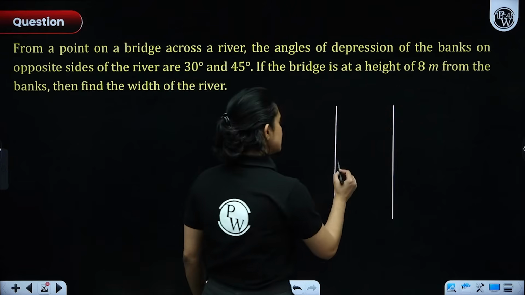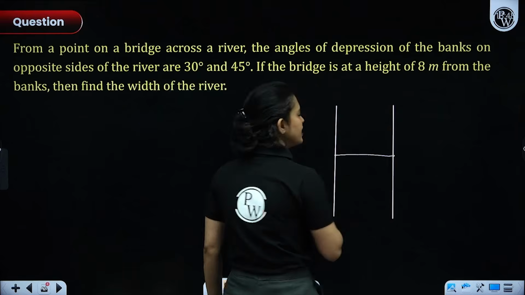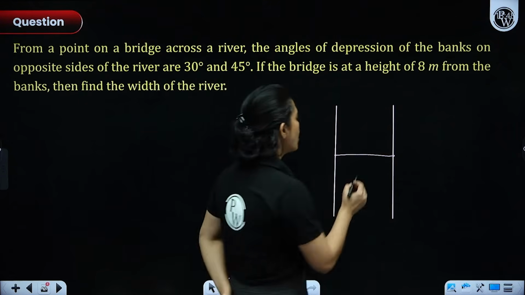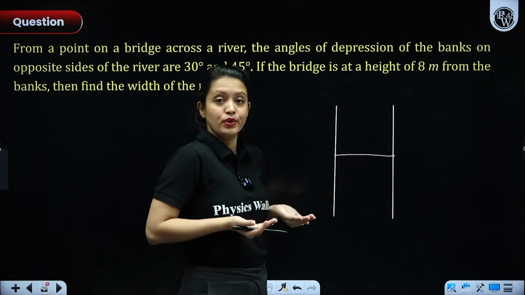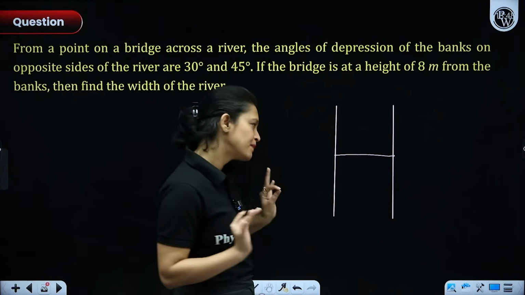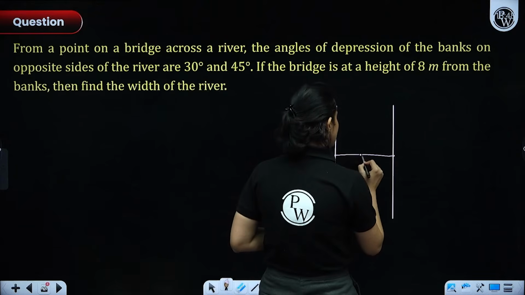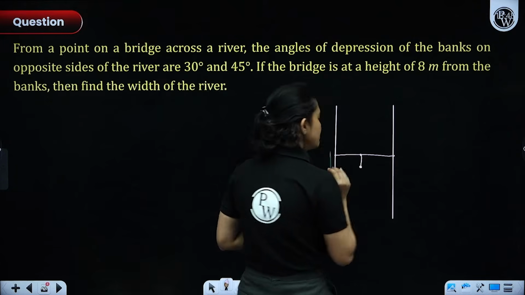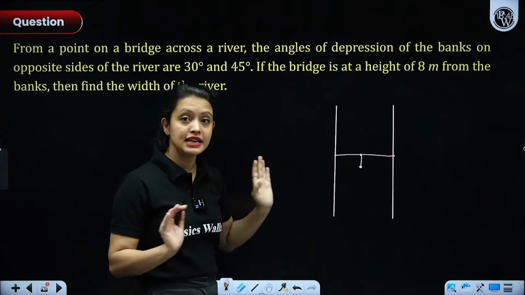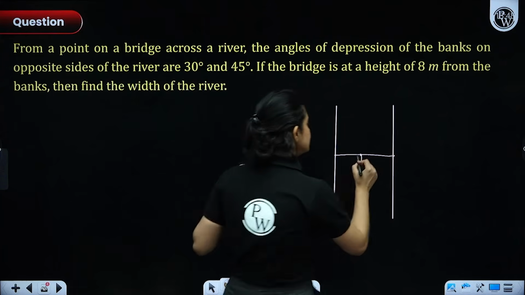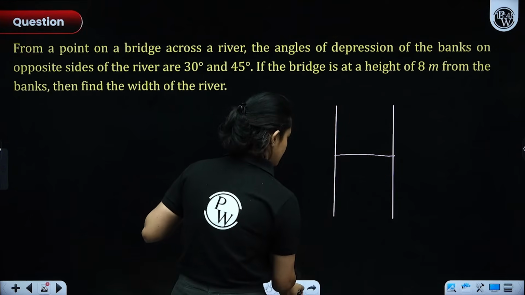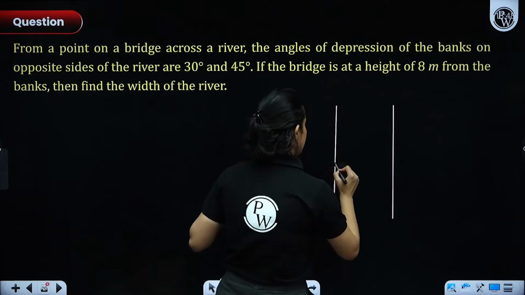Now, there's a bridge, and I am drawing everything as a straight line. So this here is a bridge, everyone. Now obviously this bridge must be above the river. And we are taking the bridge to be a straight line. Now, the distance of the bridge from the bank. Now here, understand, the bridge is at a height of 8 meters from the banks. This means that this bridge here, let me make it like this.